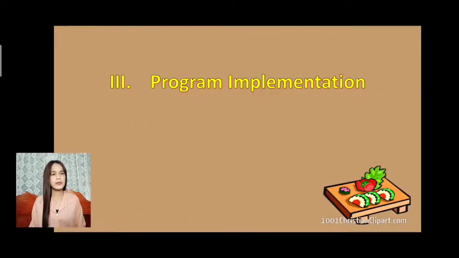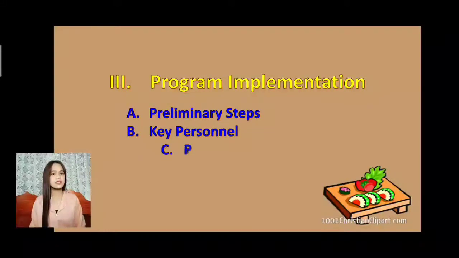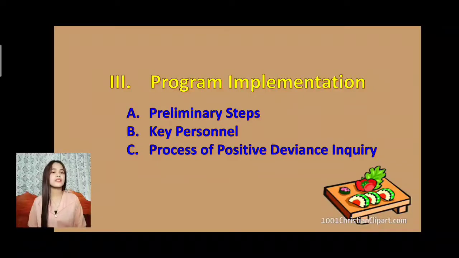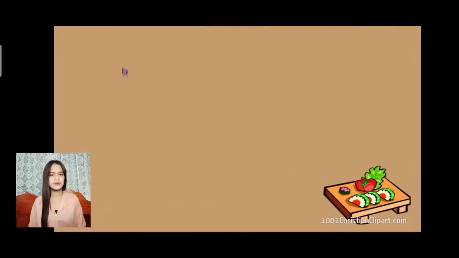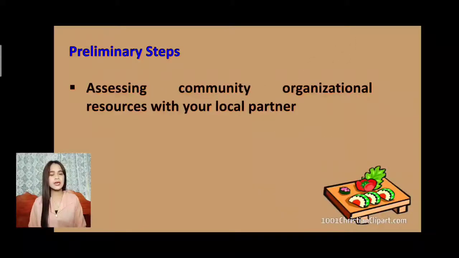Next, we have the program implementation, which consists of preliminary steps, the key personnel, and the process of positive deviance inquiry. Now, what are the preliminary steps in the implementation of this program? First, we have to assess community organizational resources with our local partner. We can meet with the barangay leaders and other key community members to discuss the following topics.